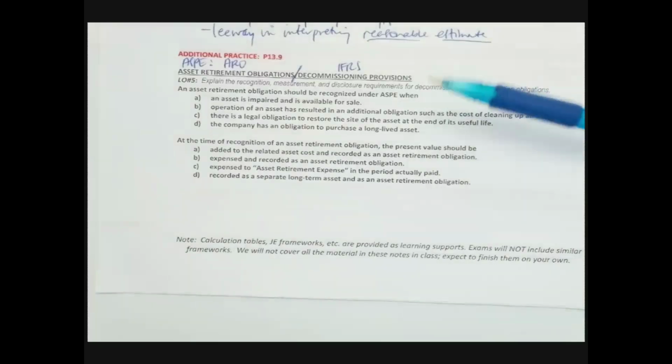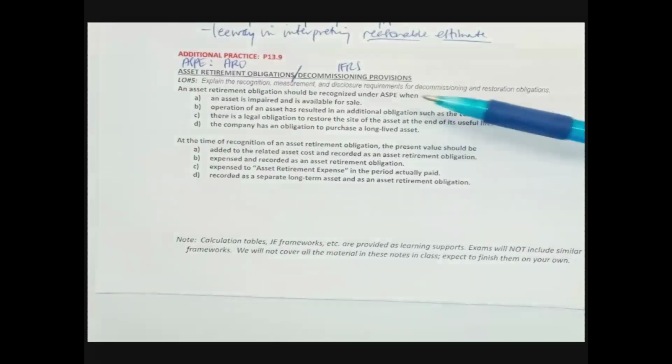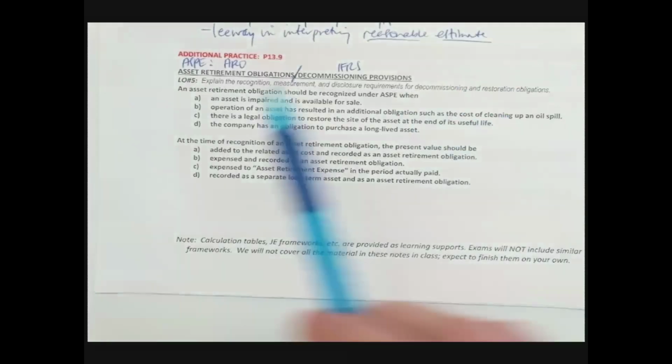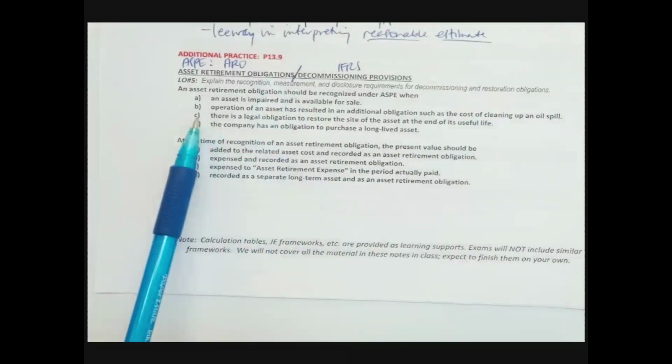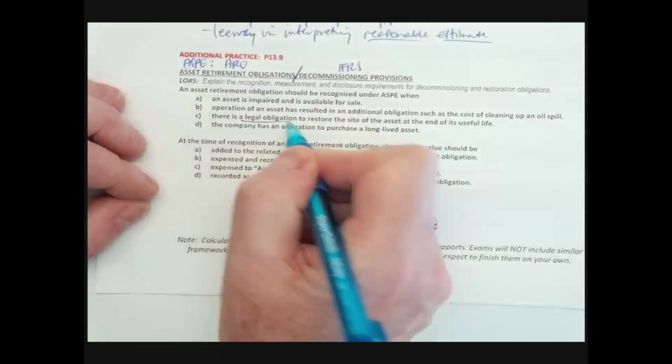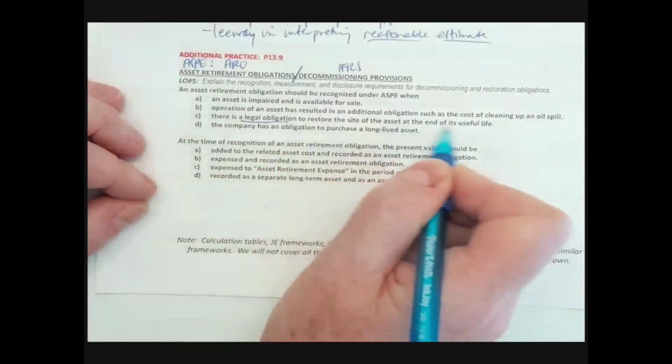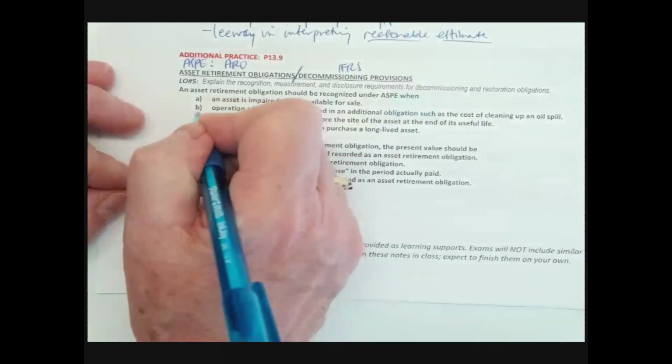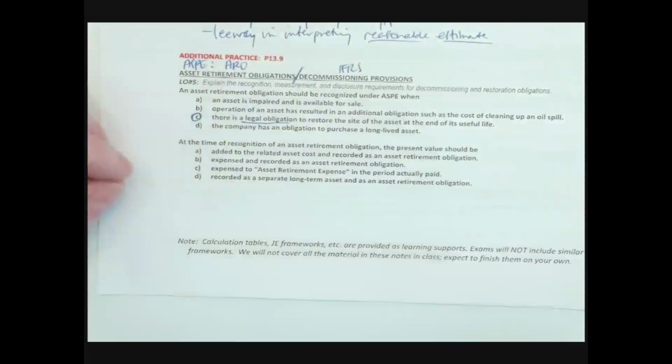Okay. An ARO should be recognized under ASPE when? And the answer here is C. There is a legal obligation to restore the site of the asset at the end of its useful life. So see the context? You knew from the start that you'd have to restore it at the end of its useful life.